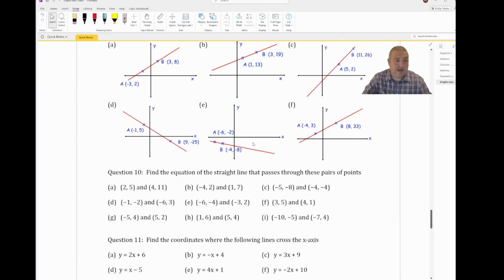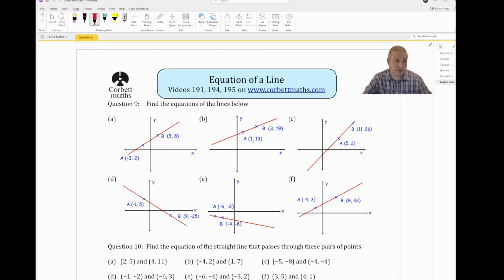So, next point here. Let's go to question 9. We'll go to question 10, because that's all we need to do for what we're doing. So we've got points here, and nothing crosses through 0 in this case. We've not got any of those values, so we're going to need to work out everything. First of all, we need to work out the gradient. Gradient is m in y equals mx plus c.